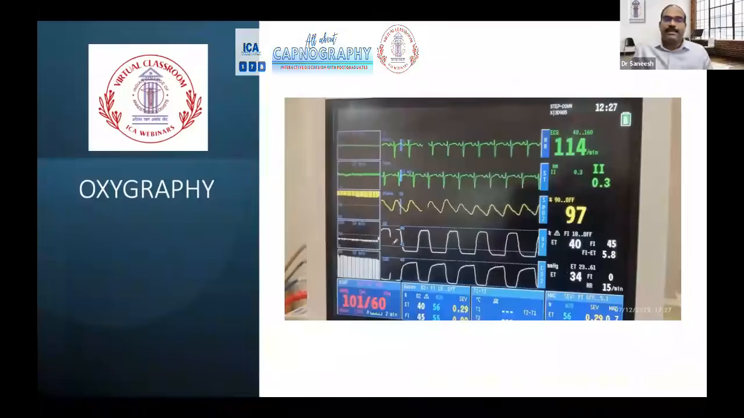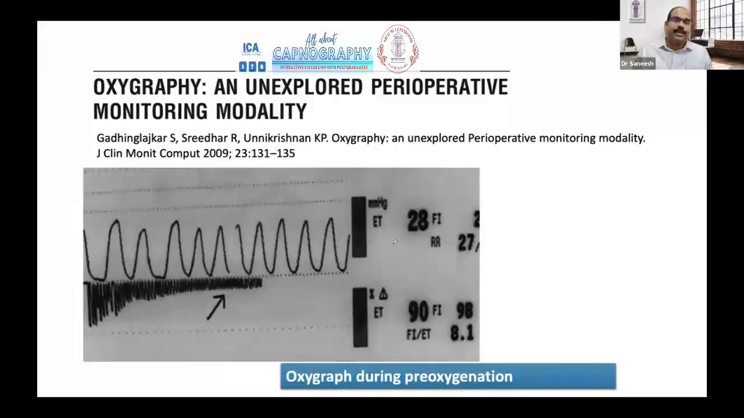Before we end, a few words about oxygraphy. So far, we have been discussing CO2 percentage against time. Now I'm talking about oxygen percentage against time. That is oxygraphy. In most of the monitors available in our place, you have a gas analyzer.